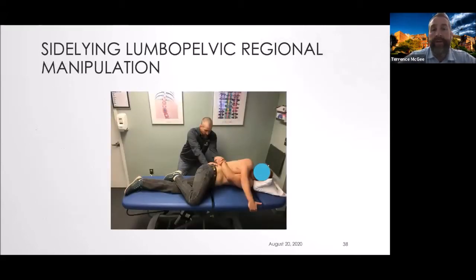But additional studies have shown that that technique is not necessary to achieve the same outcome. So this is just a different one that I utilize. Still kind of a lumbopelvic regional manipulation. When I perform this, I can get multiple segments to cavitate, or I can use it to target strictly SIJ.